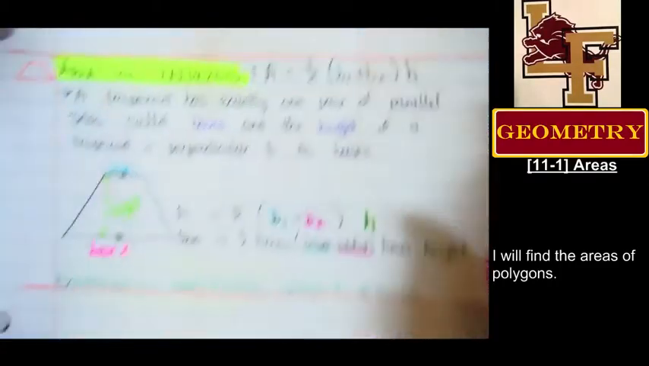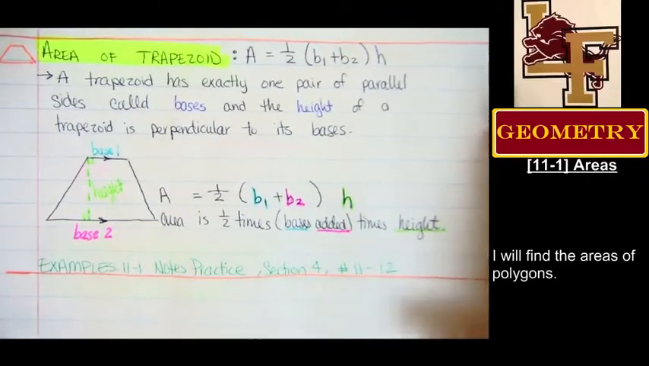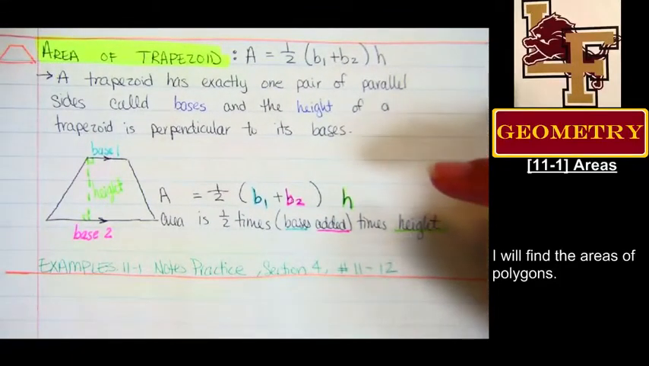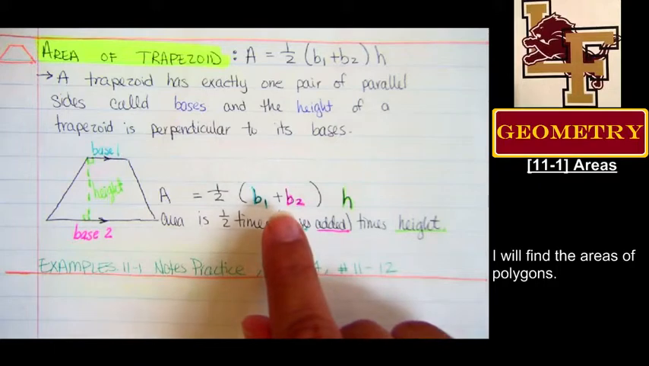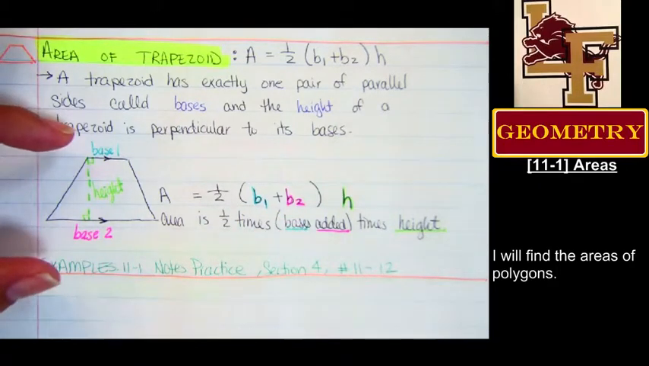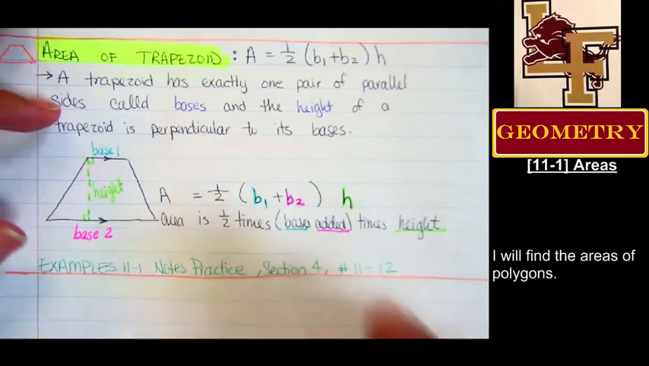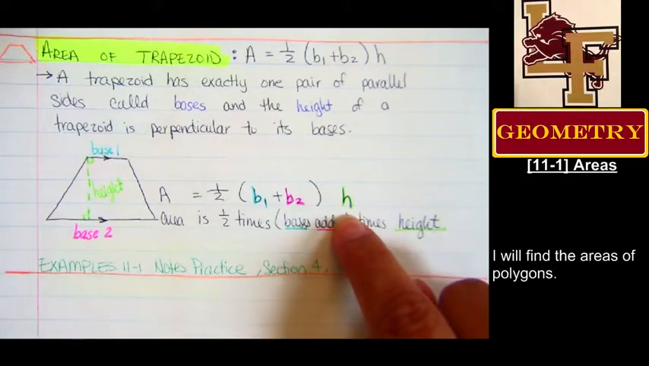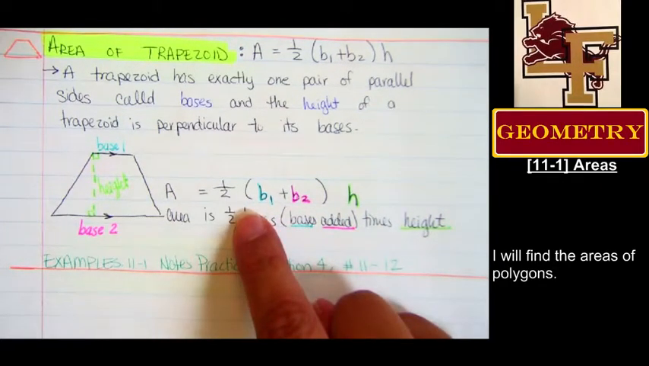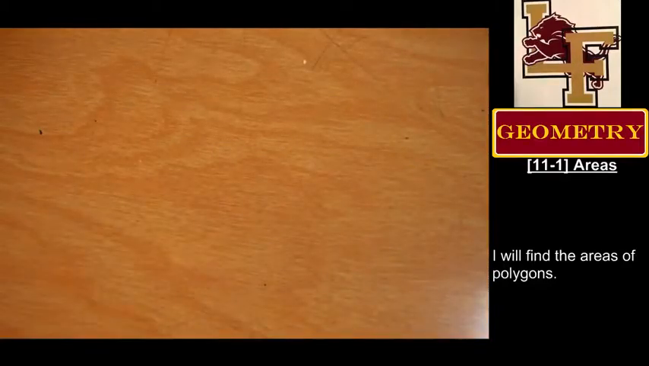Last formula we're playing with today, area of a trapezoid. Formula for area of a trapezoid tells you to take the 2 bases. Those are the sides that are parallel to each other. Add them together. Then multiply it by the height and divide by 2. Okay? And so that's what we're going to be doing today.